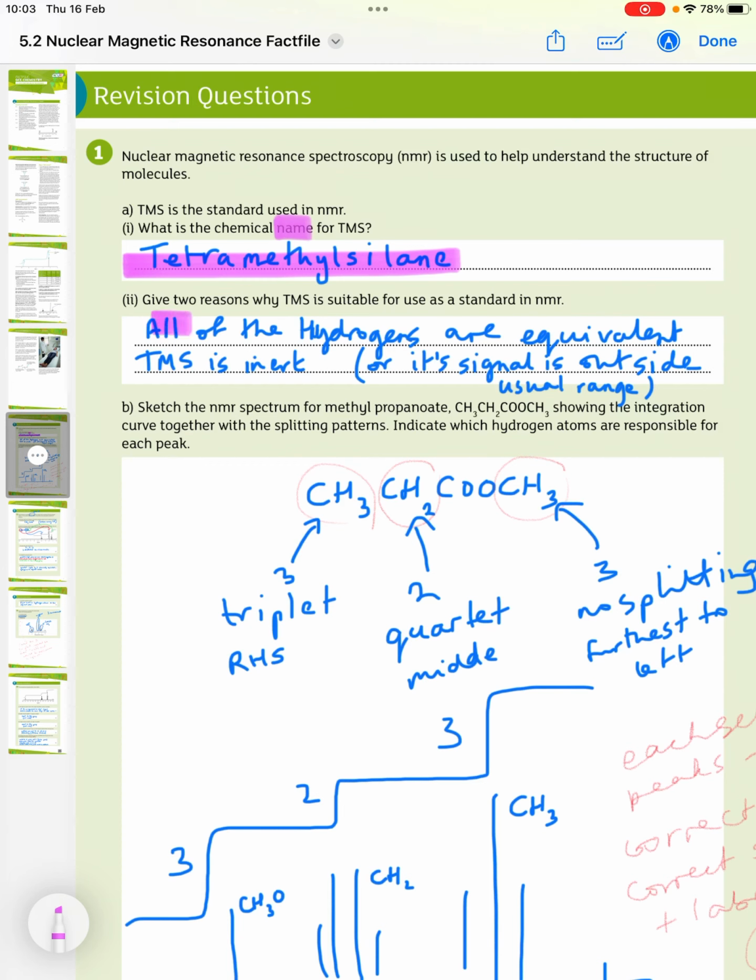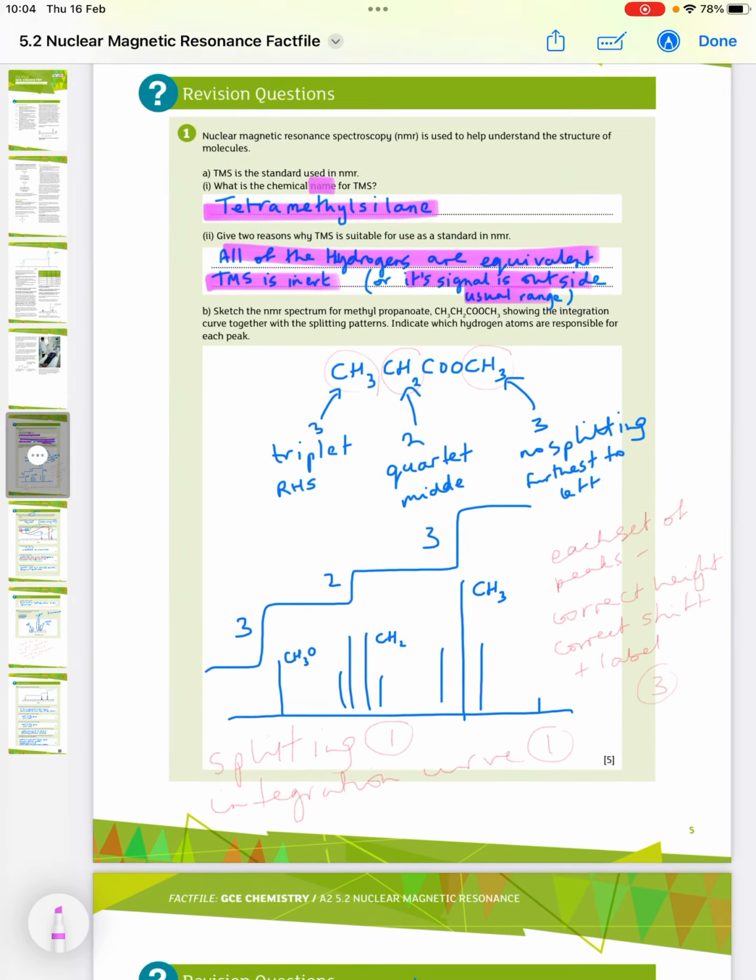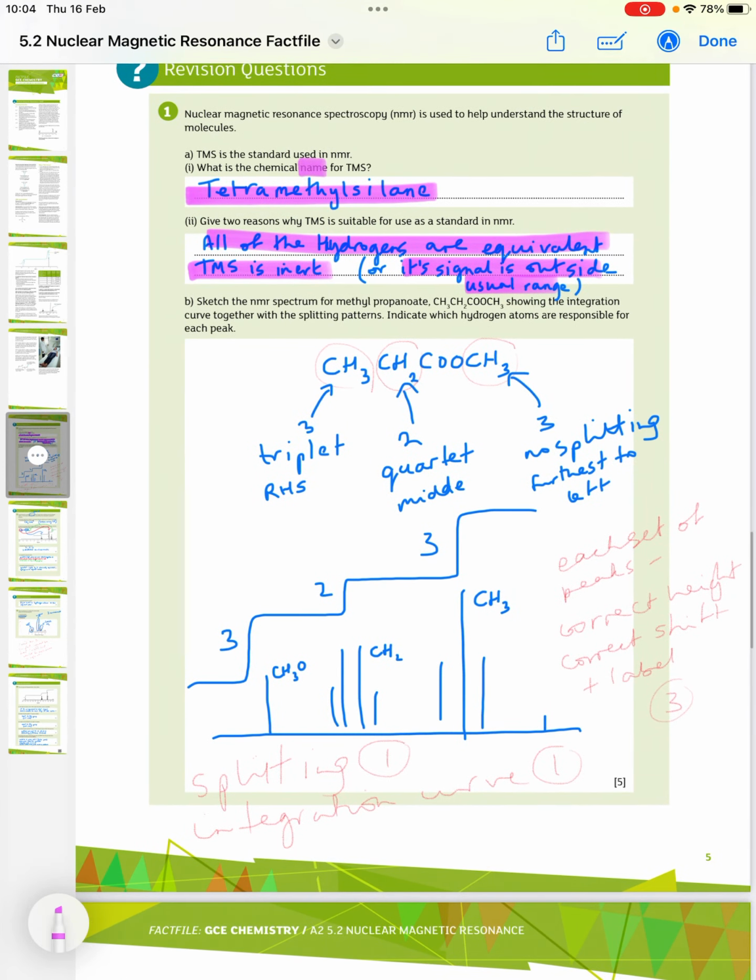Well, the first one is all of the hydrogens are equivalent. So they're all in the same environment, which means they only give one peak. And the second reason is that TMS is inert. Or you could say that its signal is outside the usual range. Or you could say all of those things. It doesn't say on that, but for the marking, there's 1 mark for the name tetramethylsilane, and then 2 marks, 1 for each reason in the second part.